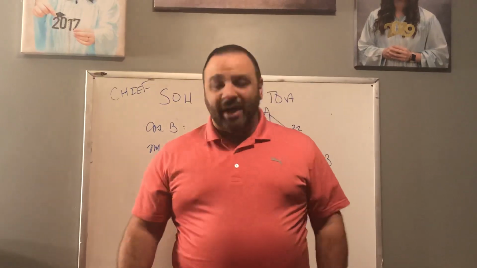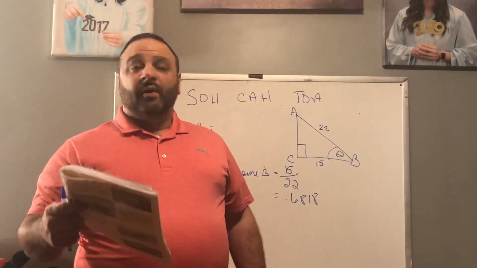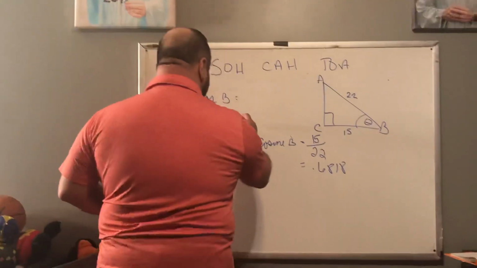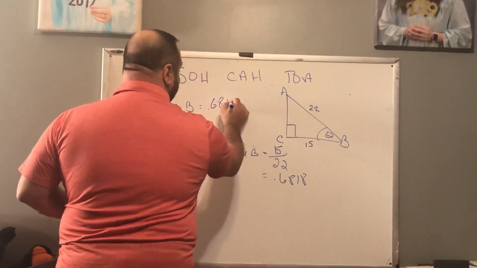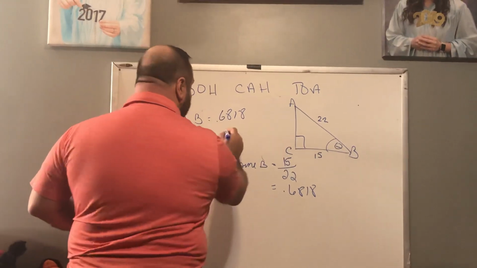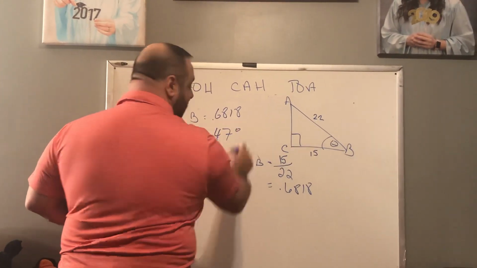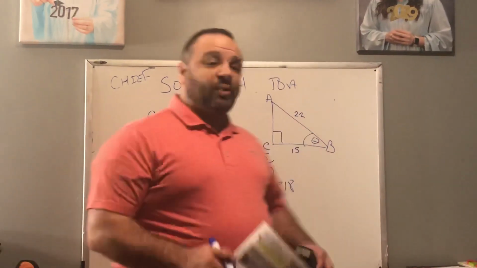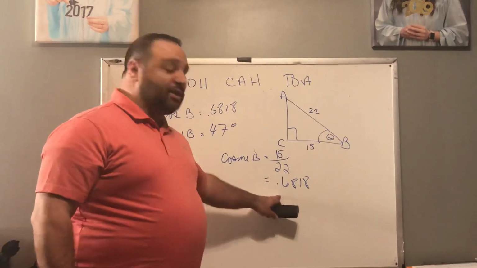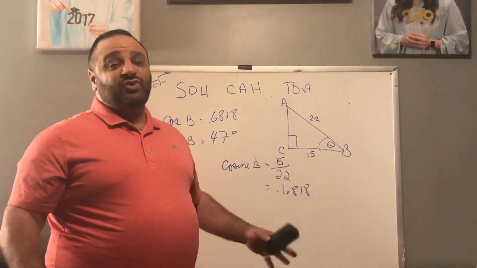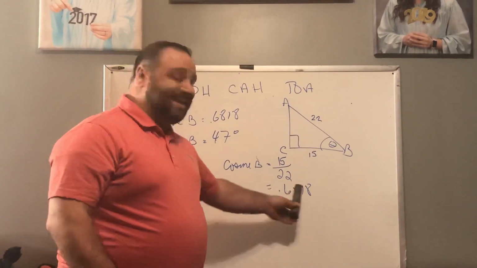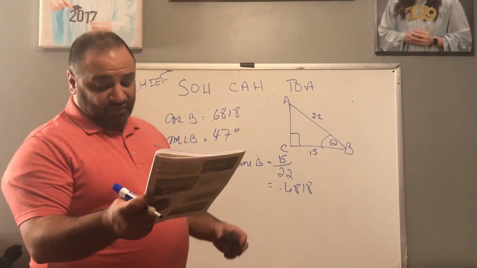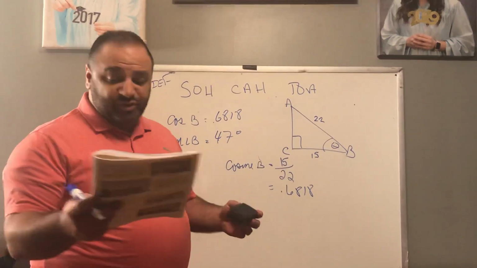Number 9. All right, very good. So 0.6818 equals approximately 47 degrees. Obviously we don't have this exact number on the table, so what you want to do is find the number that's closest to 0.6818, and then we'll say approximately 47 degrees, all right? So that's how you find the cosine.